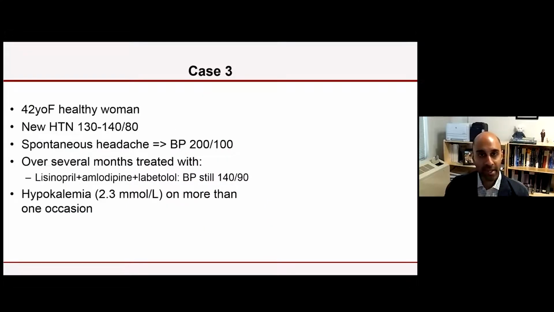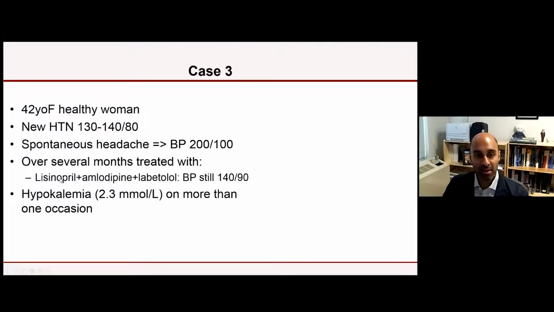Okay, let's go to case 3. Now we can put together all of the things we've learned to address the next 3 cases. This is a 42-year-old healthy woman who has new onset hypertension, at first 130 to 140 over 80, so mild. But then one day she developed a spontaneous headache while at a sporting event, eating hot dogs and other salty foods. Her blood pressure is 200 over 100 with a headache, and she is started on antihypertensives.